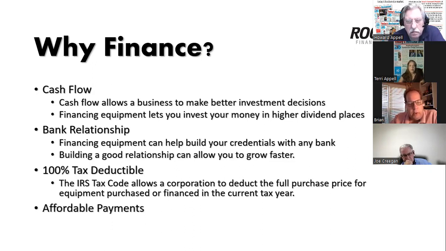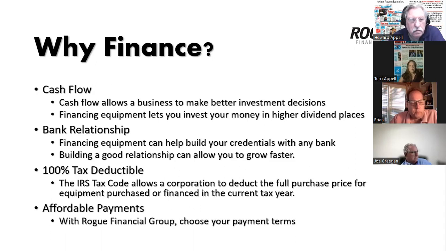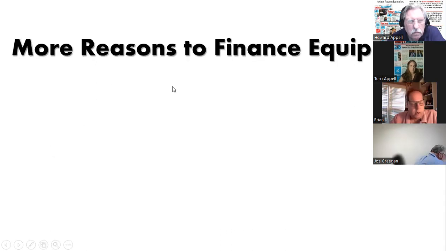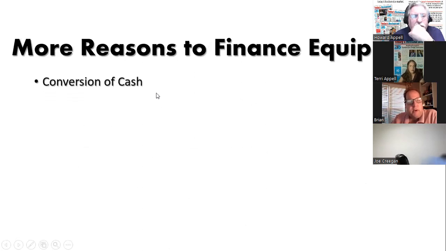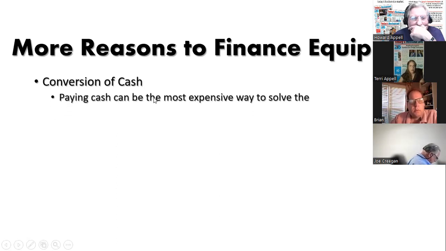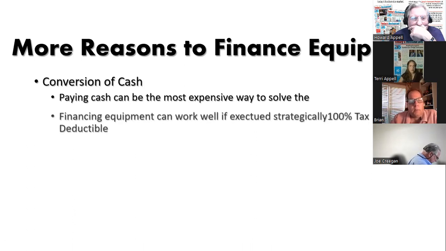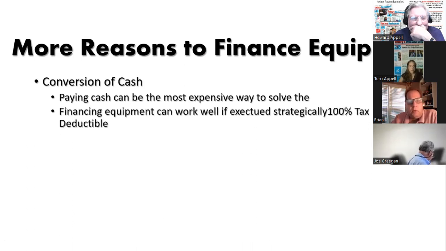And we also have different types of programs, from 90-day deferment to different types of payment structures. Rates can range from 5.5% to 6% up to about 10-11%, which is more where you have the startups. Okay. As you can see, more reasons to finance. Again, we talked about saving your cash.